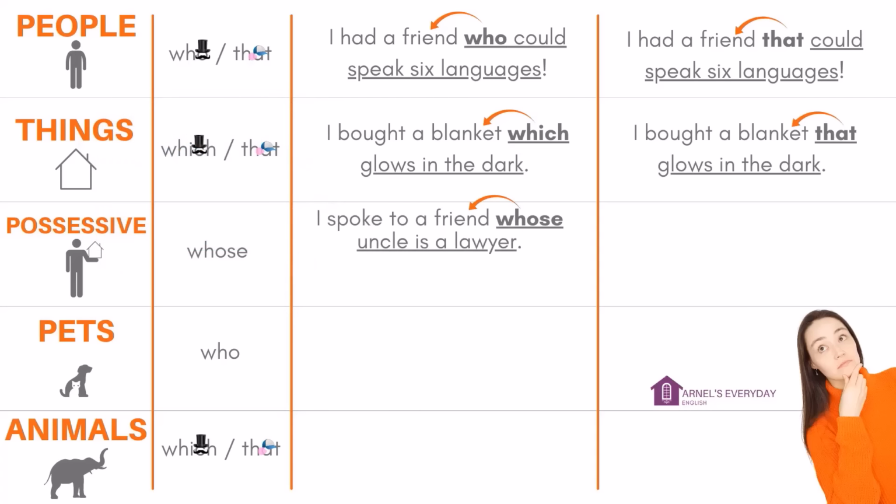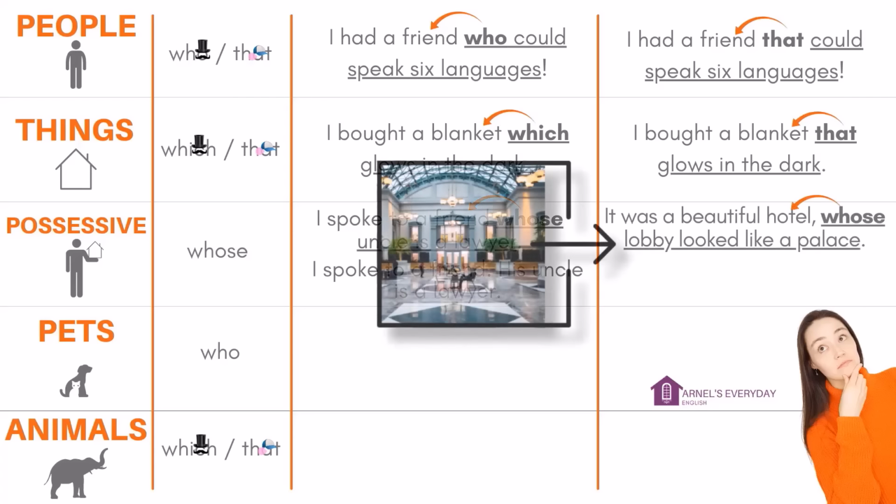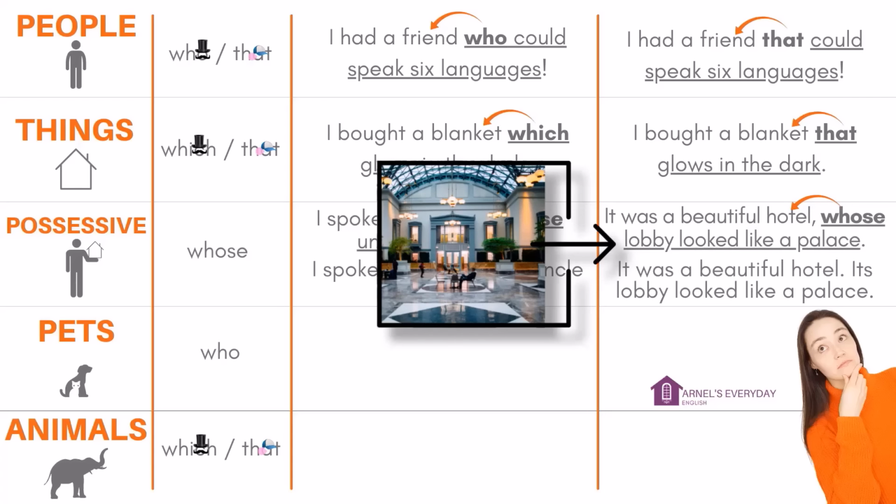I spoke to a friend whose uncle is a lawyer. Possessive can be a bit confusing, but think about it like this. I spoke to a friend. His uncle is a lawyer. Same thing. We can also use whose for things, not just people. It was a beautiful hotel, whose lobby looked like a palace. It was a beautiful hotel. Its lobby looked like a palace. Same thing.